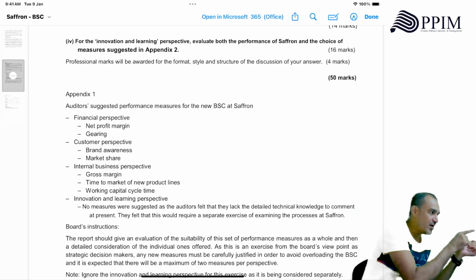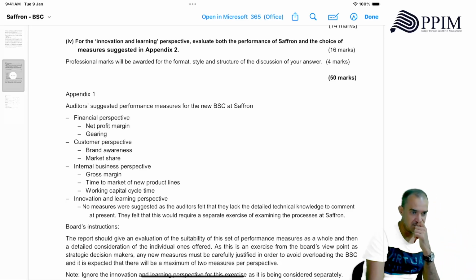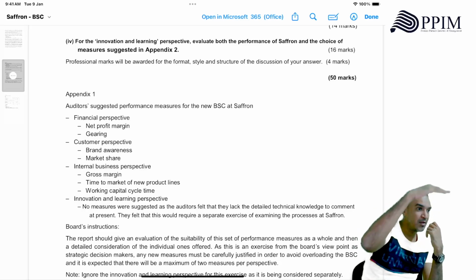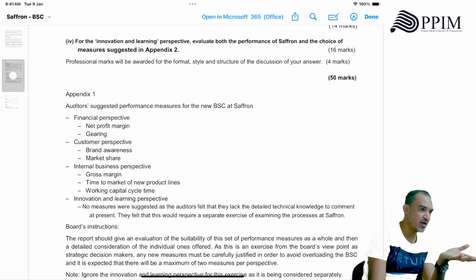And then you talk about one advantage of EVA and one disadvantage of EVA. No, NP margin you can say is subject to accounting manipulation also. Yeah, those you can say. But for 14 marks we need to balance all 3 perspectives. Say 5 each again.